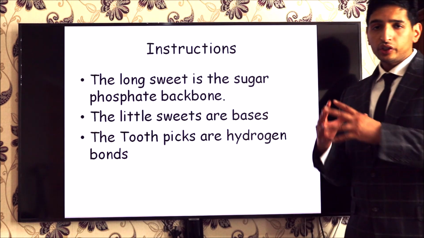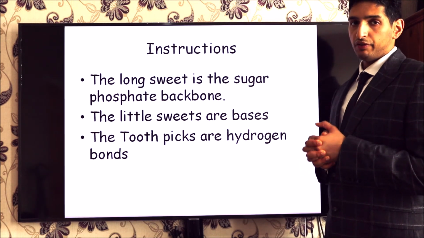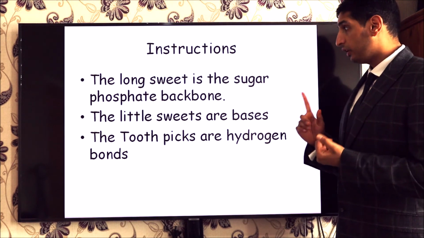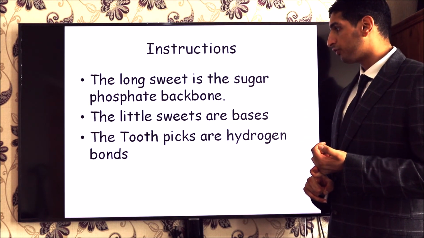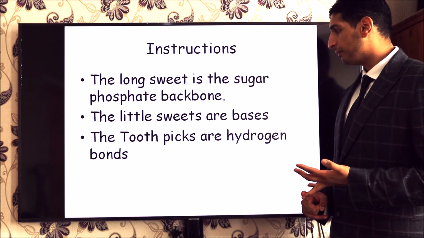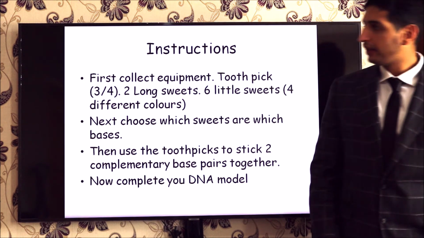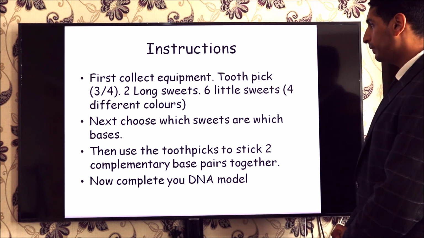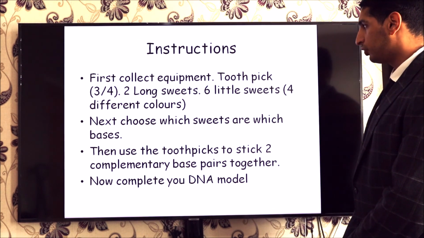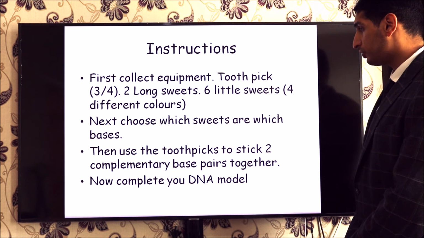Now, there's actually a very fun way to model DNA if you wanted to do it with your students. Take a long sweet, which is going to be the sugar phosphate backbone, take some little sweets, which are going to be the bases, and the toothpicks are going to be hydrogen bonds. I've left some instructions over here on how to do it. First, collect the equipment, toothpick 3 to 4, 2 long sweets, 6 little sweets, 4 different colors. Next, choose which sweets are which base.